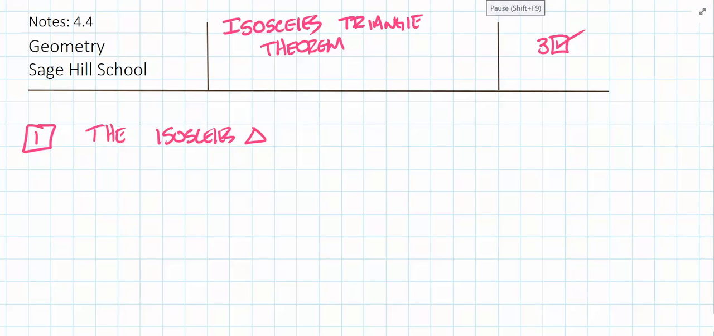So let's talk about the isosceles triangle. Okay, remember I gave you a definition of the isosceles triangle a long time ago, which was last week. Seems like a long time ago. You may remember what it was.